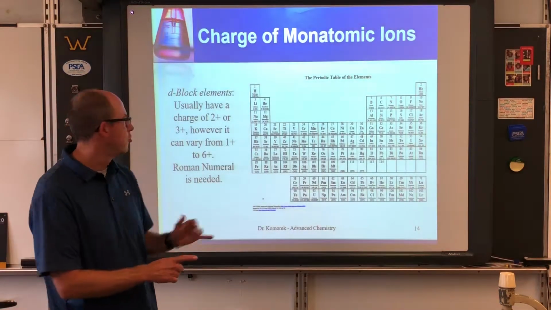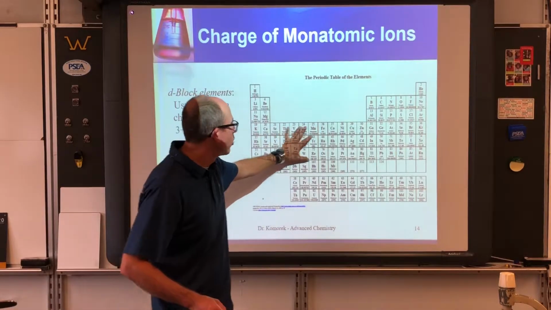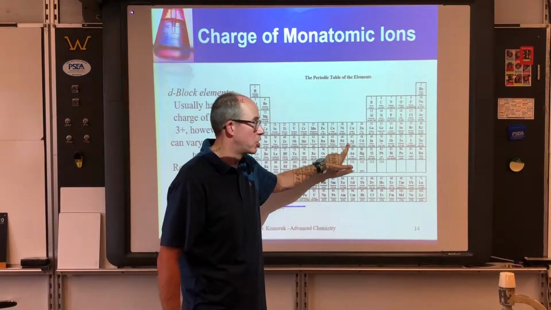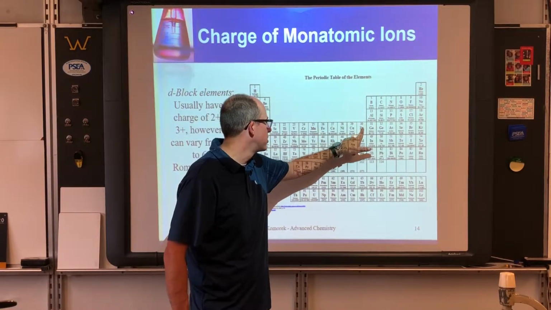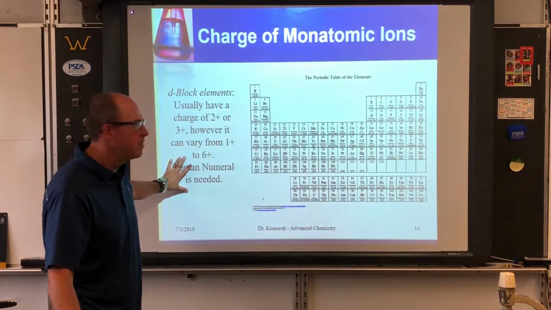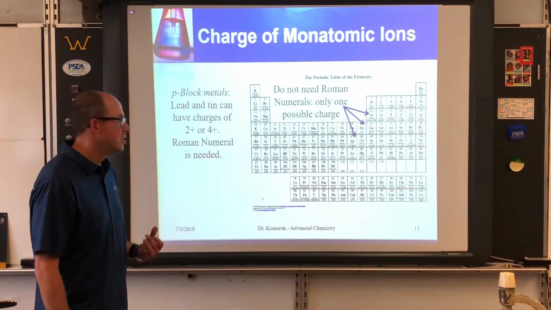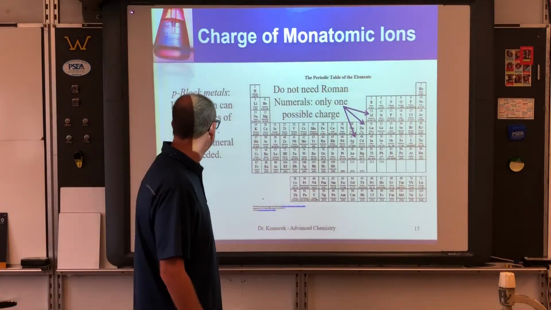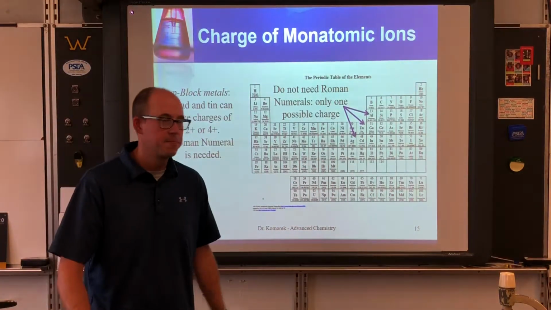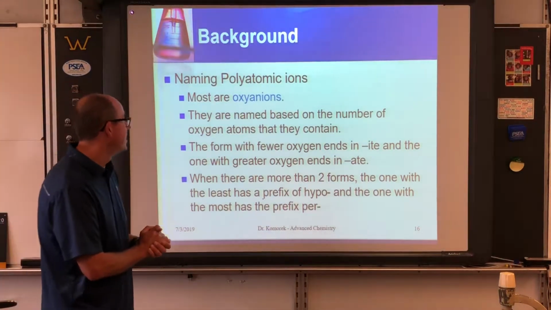So no Roman numerals on group 1 or group 2, because group 1 is 1+, group 2 is 2+. We do need Roman numerals for all of these metals, except aluminum, zinc, and silver. And the charges of aluminum, zinc, and silver are 3, 2, 1, respectively. No Roman numeral needed. Now, the P block metals, and there aren't a lot of them, we mainly focus on lead and tin. We do need Roman numerals for those, and lead and tin could either be a 2+ or a 4+. For the polyatomic ions, it gets a little bit more complicated.